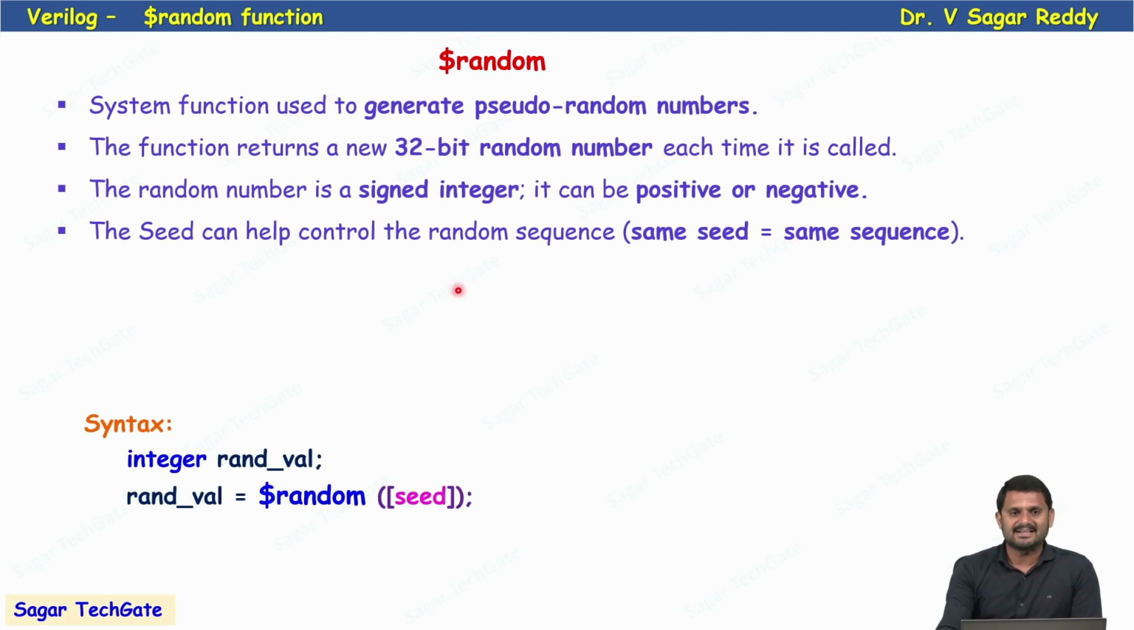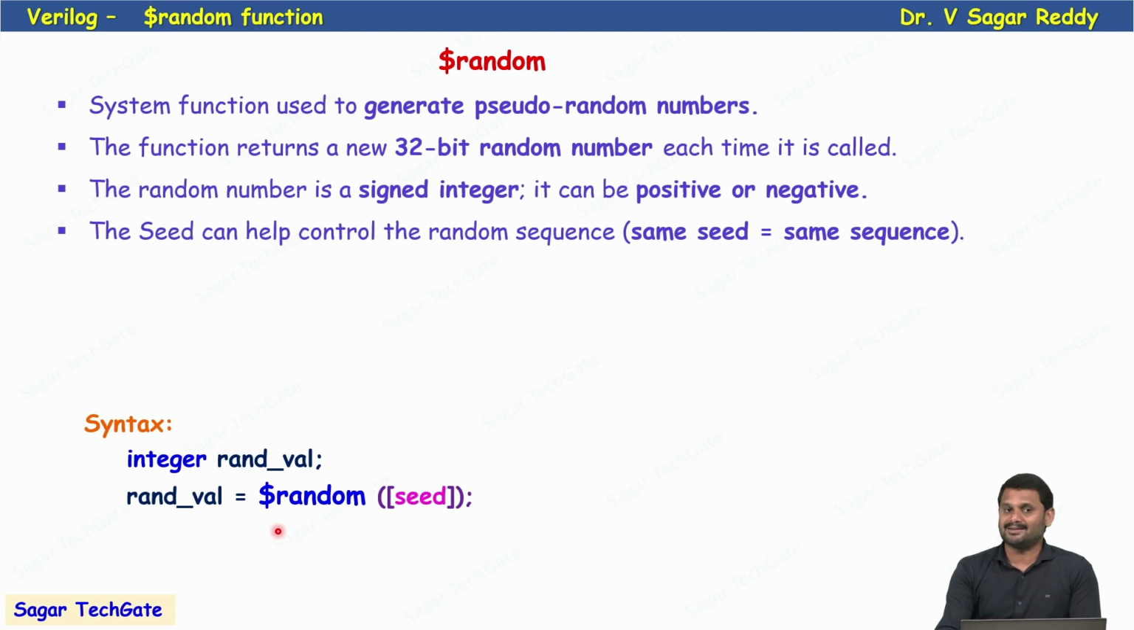Now this is the simple syntax for $random. rand_value is equal to $random with a seed. The seed is optional; you can also write rand_value equal to $random. So we declare an integer rand_value, and rand_value is equal to $random. After calling this, it immediately returns a 32-bit signed integer.